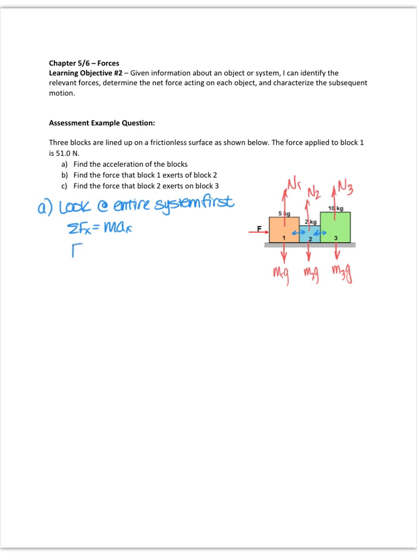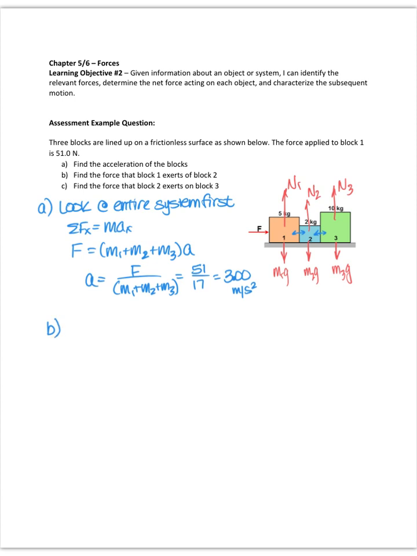So the only force we have is that F, and that's equal to the sum of all the masses times their acceleration. So the acceleration can be found by taking that force and dividing by the total mass. And we find that this system is accelerating with a rate of 3 meters per second squared.